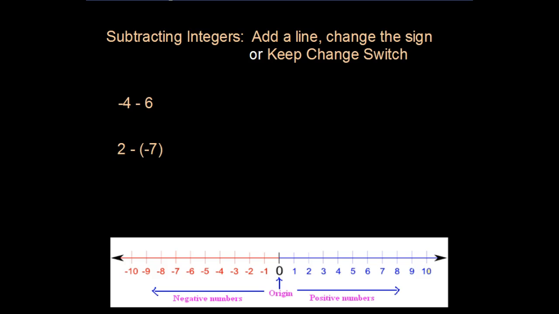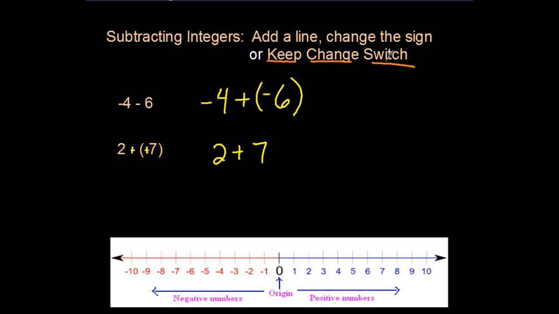Let's look at it and think of it in terms of keep, change, switch. I'm going to keep my first number, -4, change the subtract to plus, and change my 6 to -6. Again, keep the first number, change it to plus, change it to a +7. This will be 2 plus 7. So add a line, change the sign, keep, change, switch, however you like to think about it. We're just changing subtracting integer problems to adding integer problems.